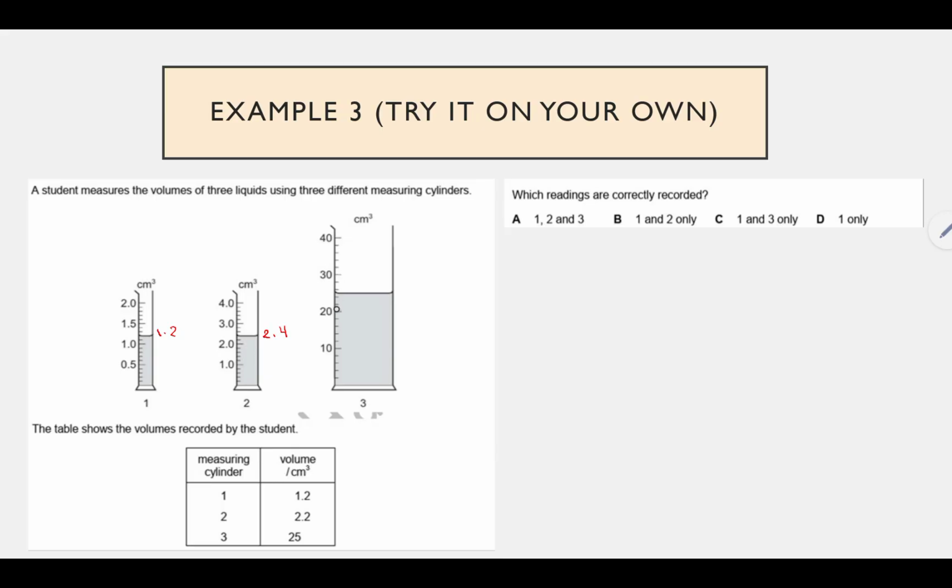For the third cylinder, I have 20 to 30. Again, only 5 increments. If I only have 5 increments, then each one will be 2. See? 2, 4, 6, 8, and then 30. So, where did the water stop? It stopped between 4 and 6, so this will be 25. So, here they're giving us the values and they're asking which readings are correctly recorded. 1.2 is exactly like we got, 2.2 is incorrect, 25 is correct, so we have 1 and 3.